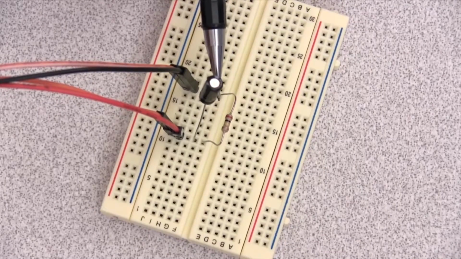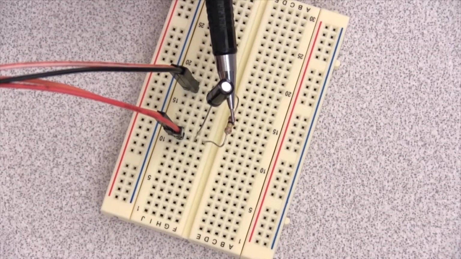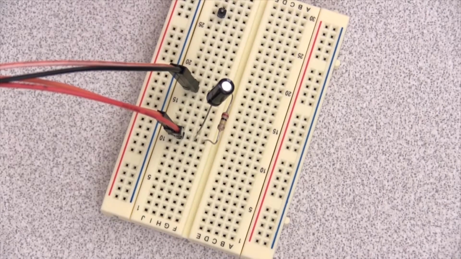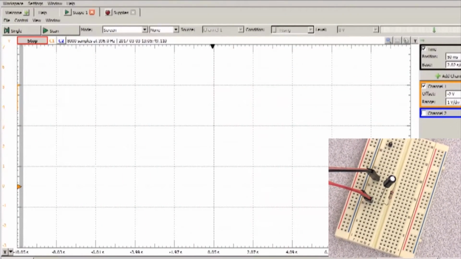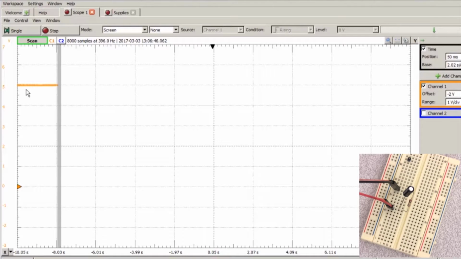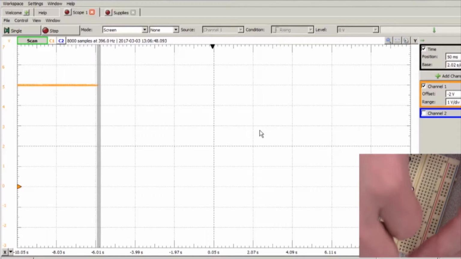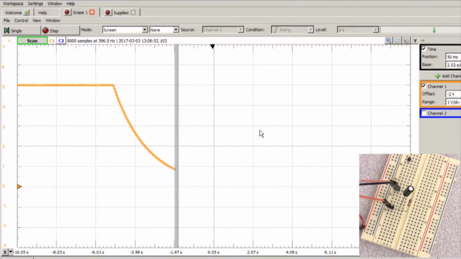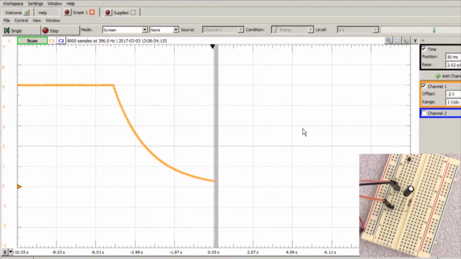This is our 10 microfarad capacitor, and this is the 220 kiloohm resistor. I'm applying 5 volts across this combination with this red wire and black wire. I'm using channel 1, the orange wires of my USB-based oscilloscope, to measure the capacitor voltage. Let's start acquiring data. Initially, the capacitor voltage is 5 volts. Now if I unplug the red wire, the capacitor voltage starts to decay exponentially.